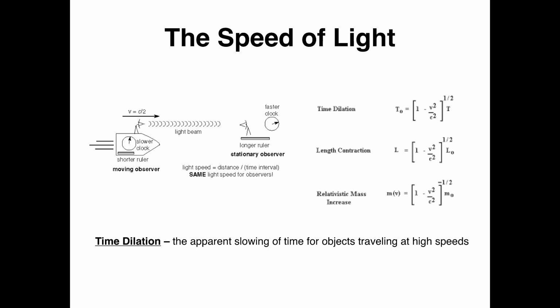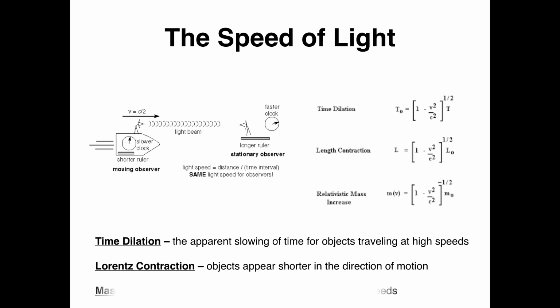So time dilation is the apparent slowing of time for objects traveling at high speeds. You heard about this when you watched the movie Interstellar, that they experienced time dilation when they got close to that one planet, and several years passed on Earth and only a few minutes passed where they were because of the speed they were traveling. The Lorentz contraction, or the length contraction: objects appear shorter in the direction of motion when motion is very rapid. And then lastly, mass increases in objects that are moving very quickly. You just have to remember these three facts. That is that time slows down, lengths appear shorter, and masses increase if you are traveling close to the speed of light.